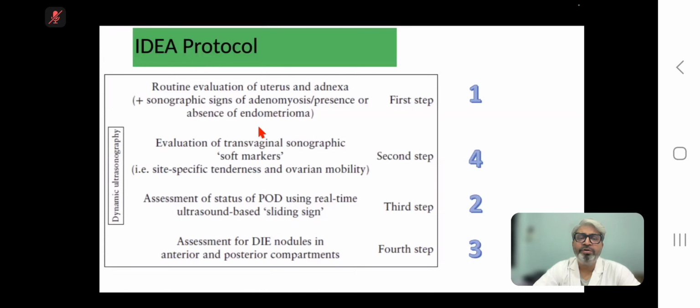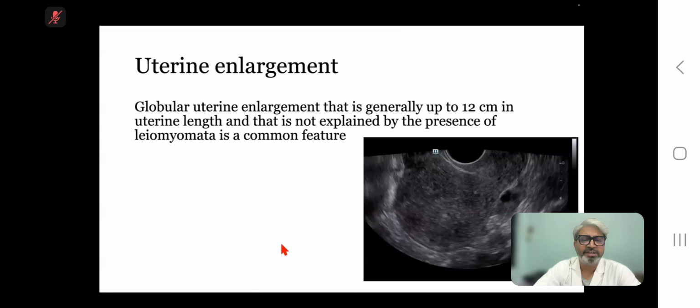The IDEA group has defined a protocol to identify deep infiltrating endometriosis in a four-step fashion, out of which the first and foremost step is sonographic signs of adenomyosis and looking for presence or absence of endometrioma, followed by soft markers on transvaginal ultrasound for site-specific tenderness, assessing the status of the POD for the sliding sign, and assessing deep infiltrating endometriosis nodules in the anterior and posterior compartment with a view of transvaginal ultrasound.